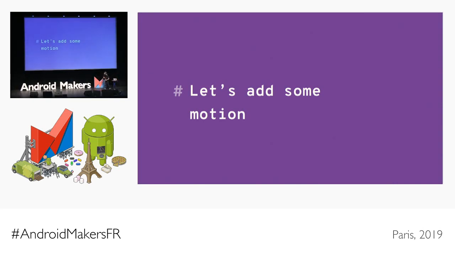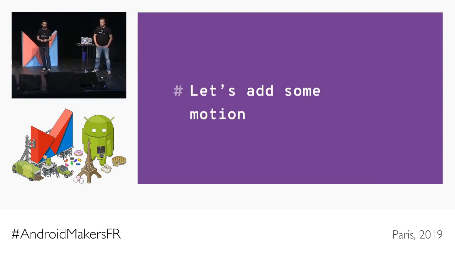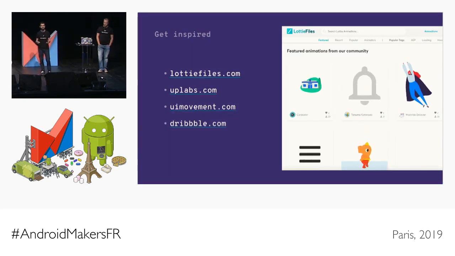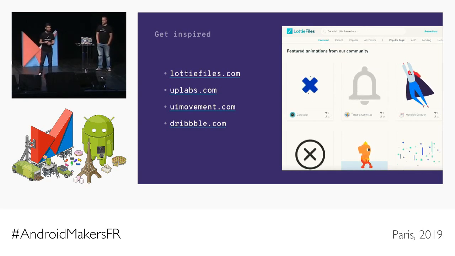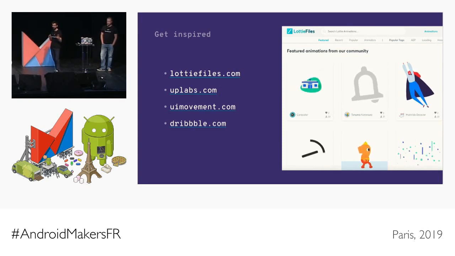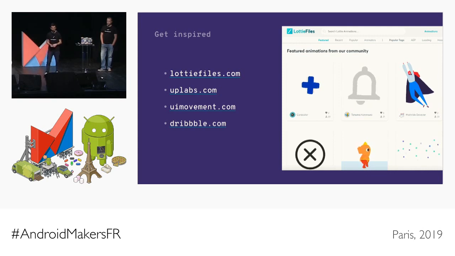So yeah, let's add some motion. If you want to start or push on animation, I would suggest basically to browse examples that are there already. Try them, so try and learn by doing, and iterate basically on the results. There are a lot of resources online. Lottie files could be quite good. There are animations that you could use straightforward. Or other platforms with tons of examples. Not all of them are good, but worth getting inspired.